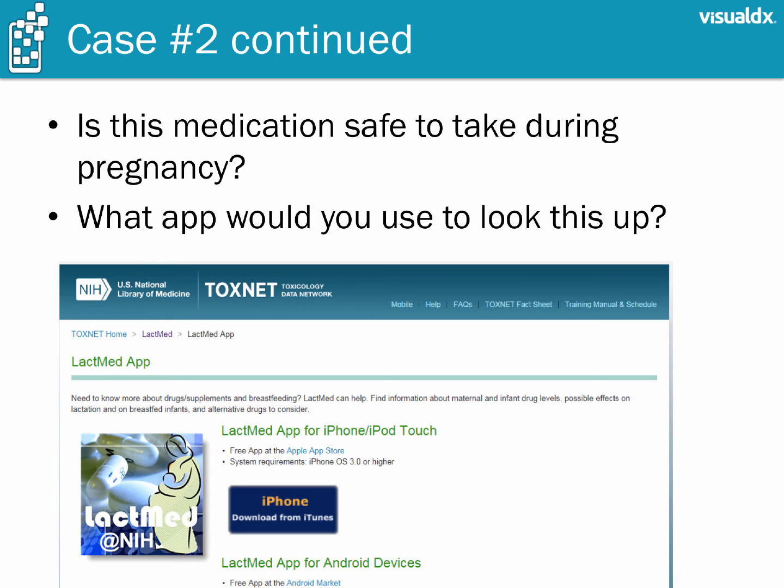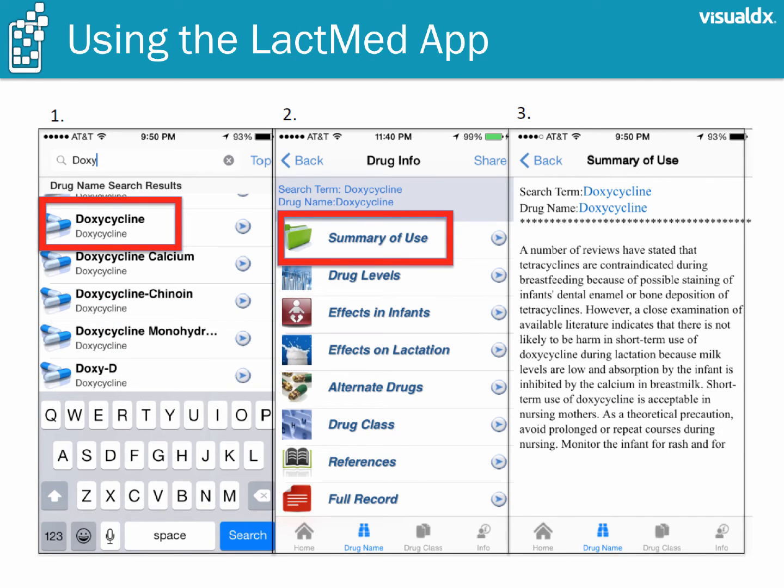And this then would change your thinking a little bit, and so there's an app out there through the National Institute of Health called LactMed that you can download and plug in your information to see if that medication is safe. So using the LactMed app, selecting doxycycline and going over to your summary, the overall sense through their reviews is that tetracyclines are contraindicated during breastfeeding because of possible staining of infants' dental enamel or bone deposition of tetracyclines.